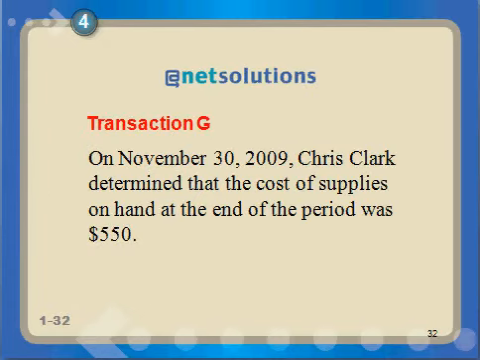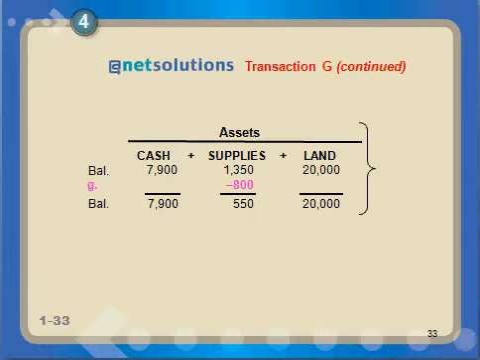And in this transaction, remember in the business entity, Chris Clark went out and checked his supplies and found out he's only got $550 worth of those supplies left. So that difference of $800 is no longer an asset. It now becomes an expense of the company. So what we have to do is subtract $800 in supplies from the supply account.